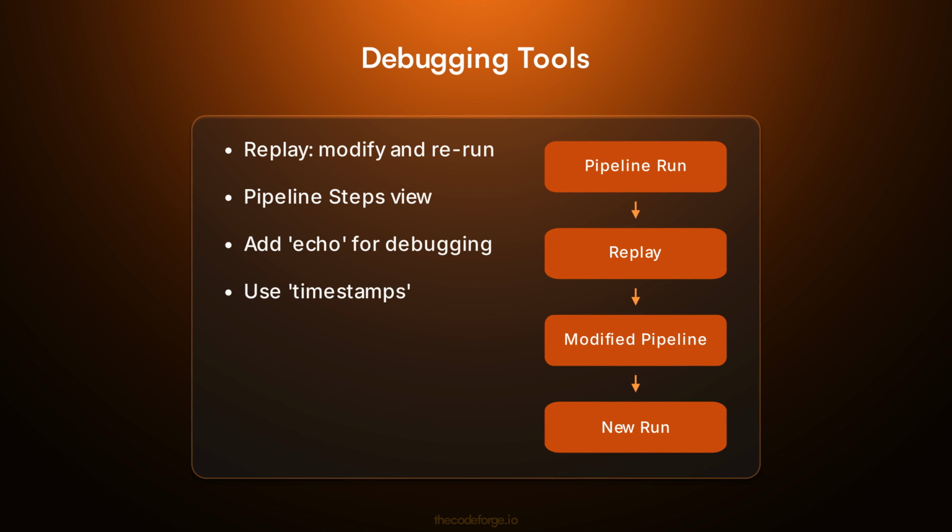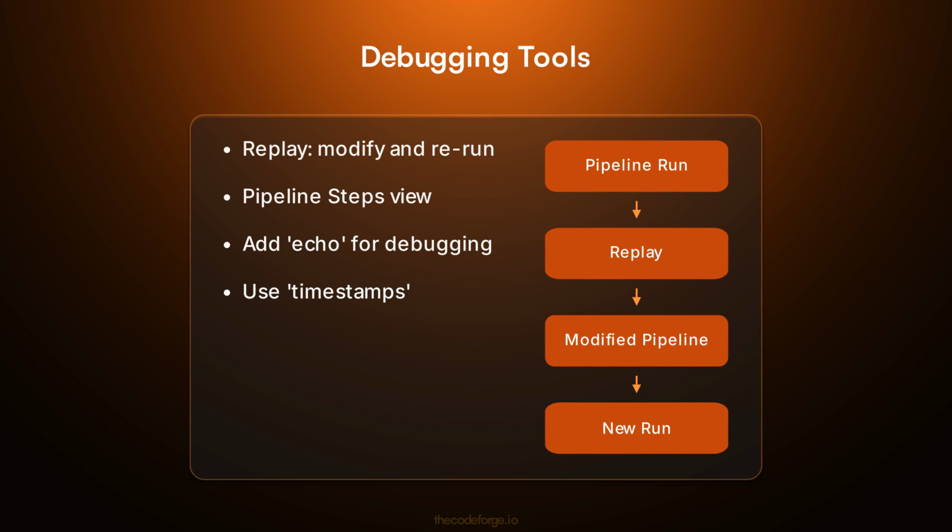Jenkins Pipeline provides two powerful debugging tools, Replay and Pipeline Steps View. Replay allows you to modify and rerun a pipeline without committing changes. Pipeline Steps View shows each step's duration and logs.